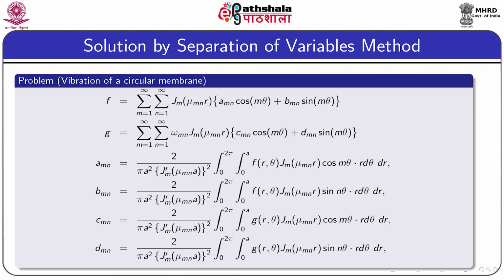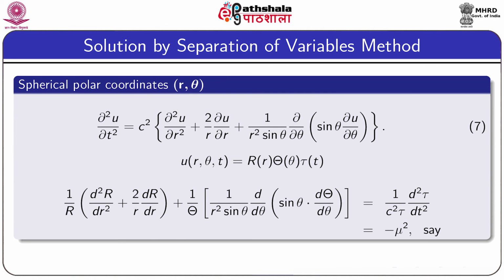Similarly, we can obtain the value of bmn, cmn and dmn. The expressions for all the constants can be seen in the slide. Now, we are going to find the solution of the wave equation in the spherical polar coordinate system.